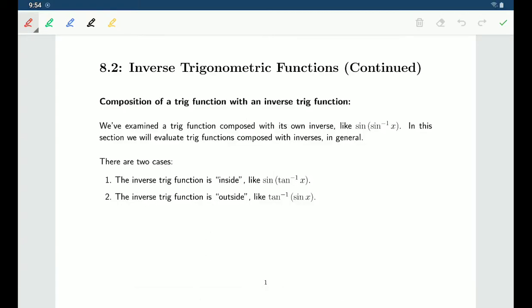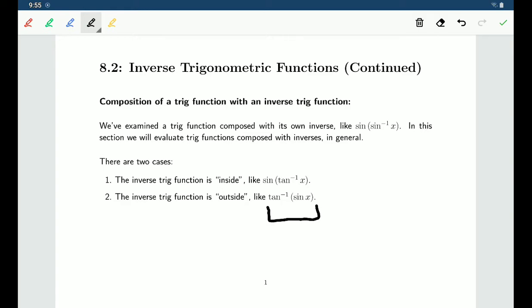Welcome back, everyone. In this lecture, we are going to talk about compositions of trig functions and inverse trig functions. There's two cases for us to consider. The case where the inverse trig function is on the inside, like in sine of tangent inverse of x, and the case where the inverse trig function is on the outside, like tangent inverse of sine of x.